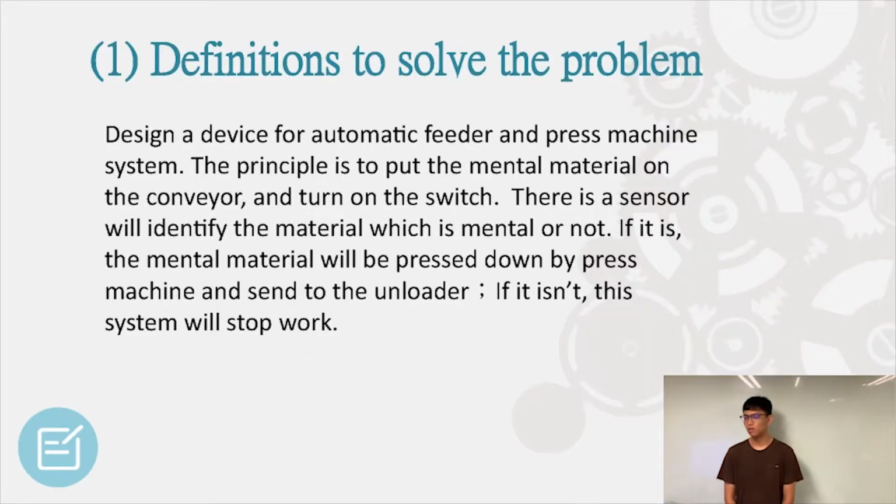Definition to solve the problem. Design a device for an automatic feeder and press machine system. The principle is to put the metal material on the conveyor and turn on the switch. A sensor will identify whether the material is metal or not. If it is, the metal material will be pressed down by the press machine and sent to the unloader. If it isn't, the system will stop working.